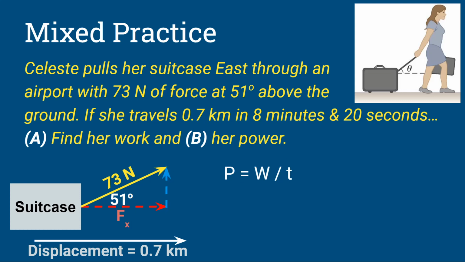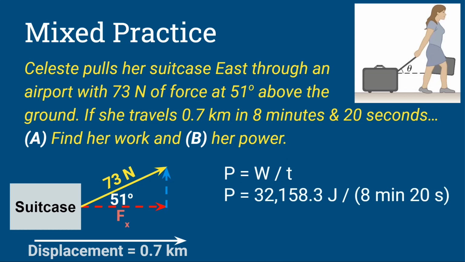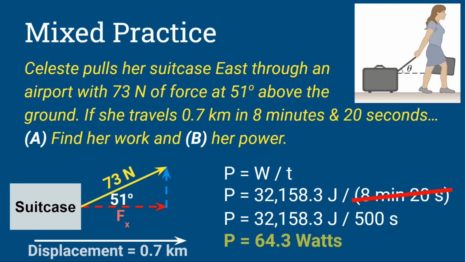All right, power is work divided by time. We just found her work, 32,158.3. Now we divide by her time, but I don't want to leave it like that. I can't use minutes and seconds. I need to figure it out just in seconds. 8 minutes, 20 seconds is 500 seconds. And so now I can divide 32,158.3 divided by 500 gives me 64.3 watts. Everybody okay with this one? Again, all of this should look familiar. We've done it before.